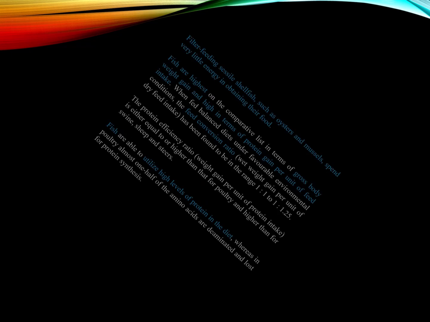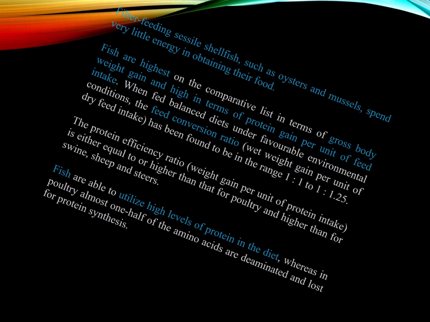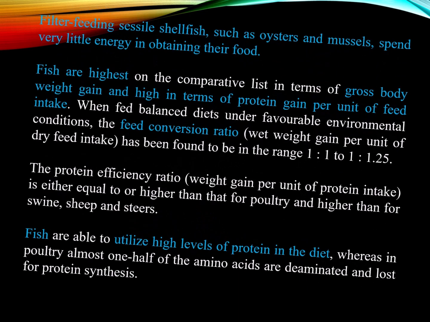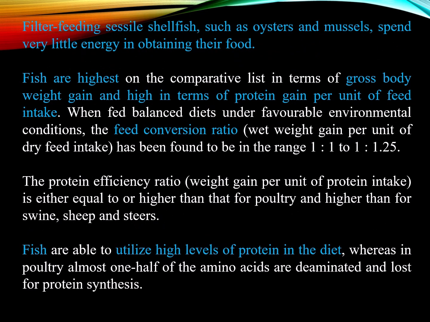The protein efficiency ratio, weight gain per unit of protein intake, is either equal to or higher than that for poultry and higher than for swine, sheep and steers. Fish are able to utilize high levels of protein in the diet, whereas in poultry almost one-half of the amino acids are deaminated and lost for protein synthesis. A weanling pig may lose as much as 2/3 of the amino acids through deamination.